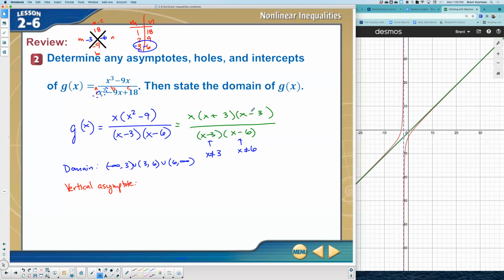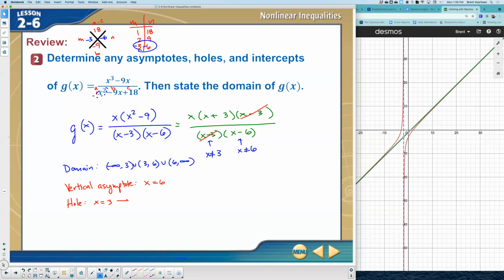Which one? Those cancel out. That's going to be the removable discontinuity, or the hole. That means this one's the vertical asymptote. So we have a vertical asymptote at x equals 6. You have a hole at the x equals 3 value.